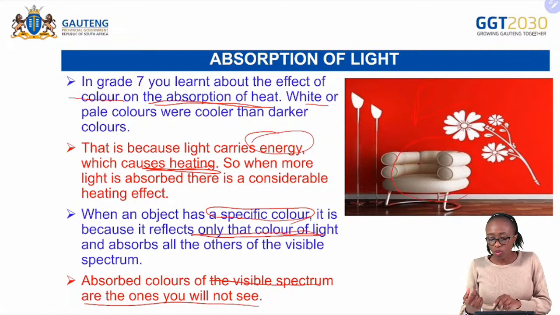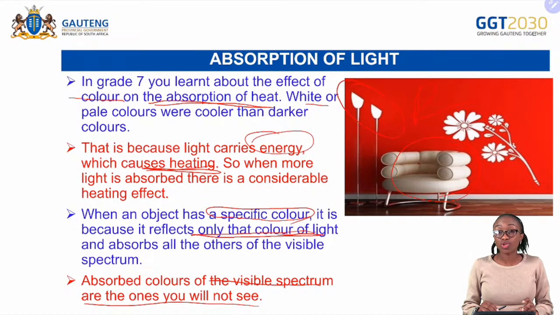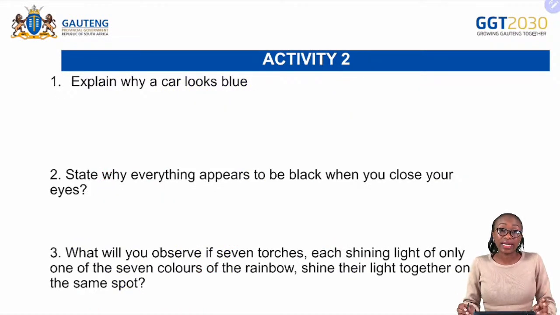We're able to see white as well because all of the white light is being reflected. That is why we are able to see the white couch, the white drawing, and the white on these two white lamps. Now let's do our second activity.